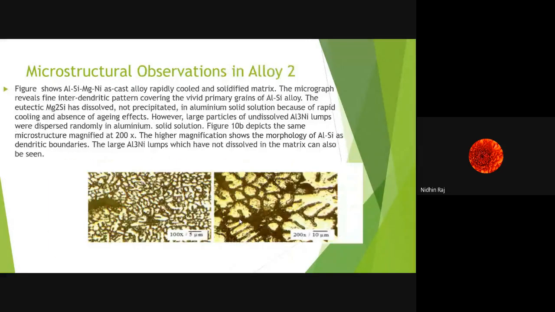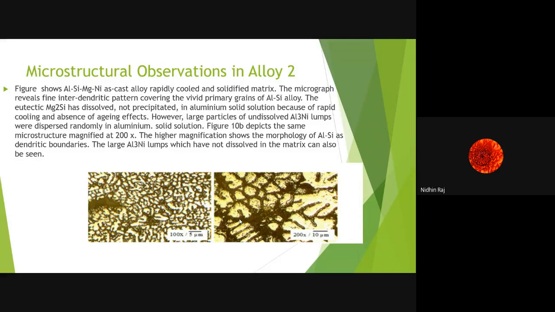Now moving on to alloy 2's microstructure. Figure A here shows the aluminum silicon magnesium nickel as-cast alloy rapidly cooled and solidified matrix. The micrograph revealed the fine interdendritic pattern covering the vivid primary grains of aluminum silicon alloy. The eutectic Mg2Si has dissolved here also, not precipitated in aluminum solid solution because of rapid cooling and absence of aging effects. But large particles of undissolved Al3Ni were dispersed randomly in the aluminum solid solution, as you can see from figure A.